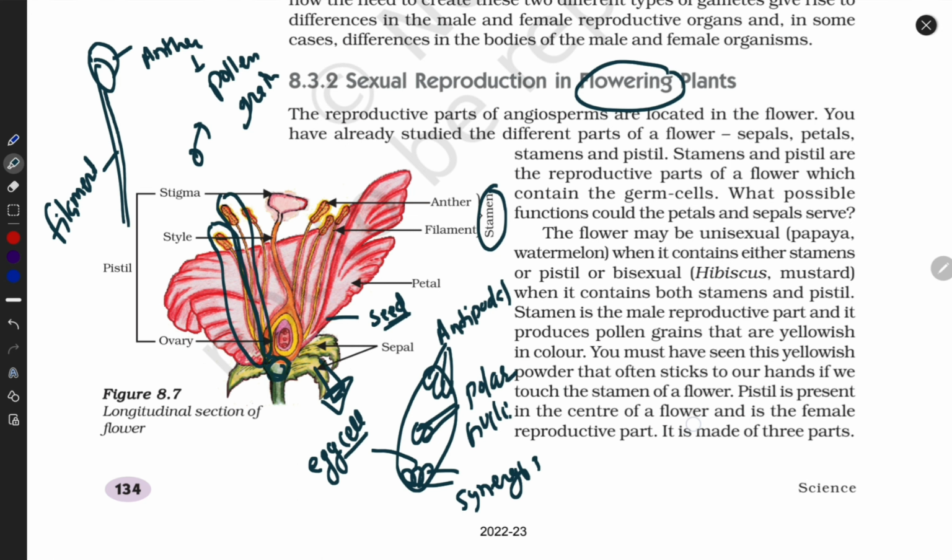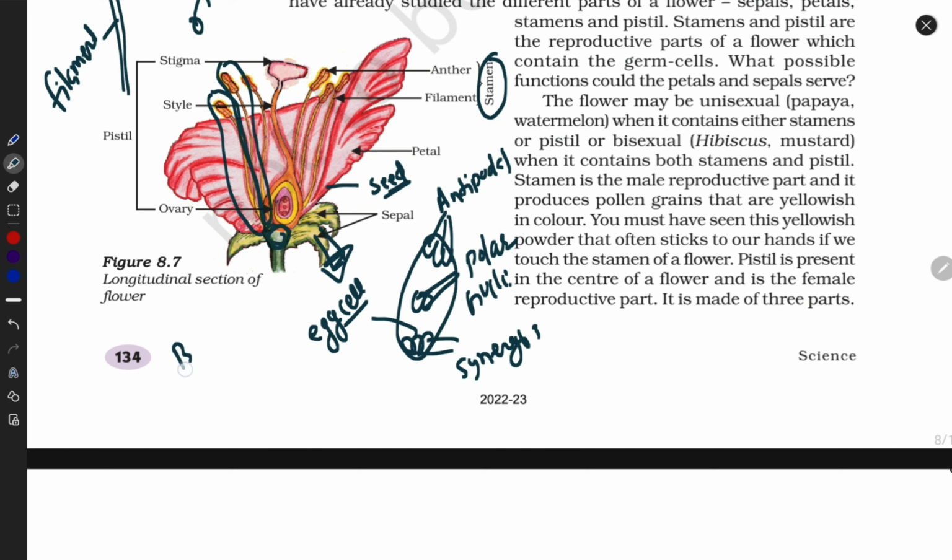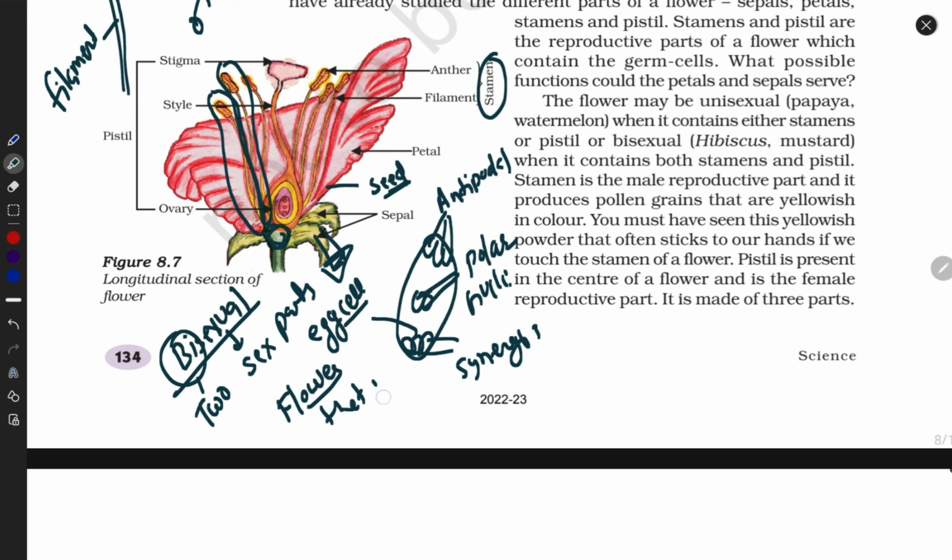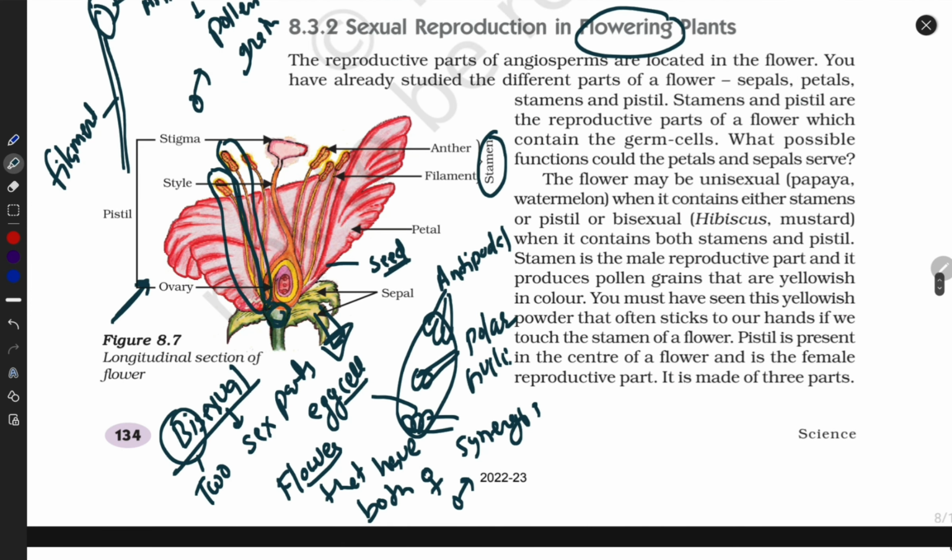Now two things. If I say this is a bisexual flower, what do you understand by bisexual? Bi means two. Sexual means sex parts. It means a flower that has both female and male reproductive organs. Like this one, this flower is a bisexual flower because it contains both the female reproductive organ as well as the male reproductive organ. Example: hibiscus and mustard.